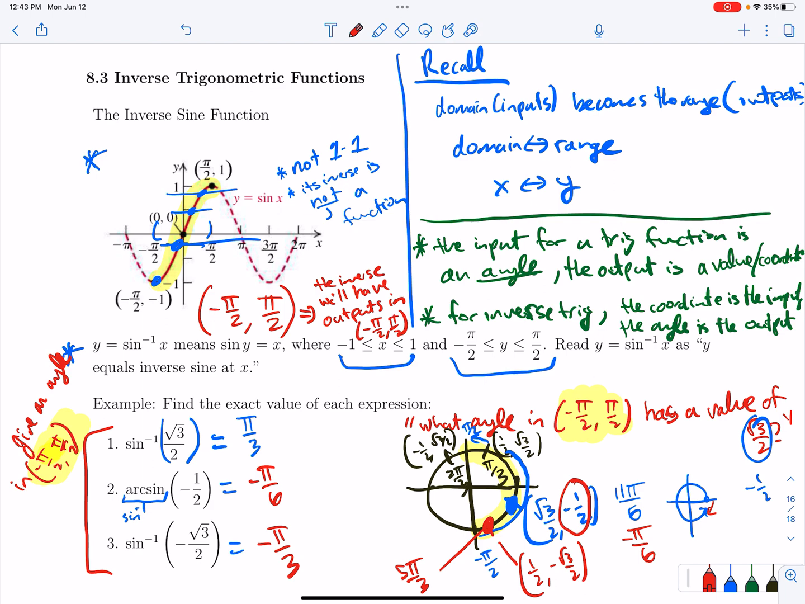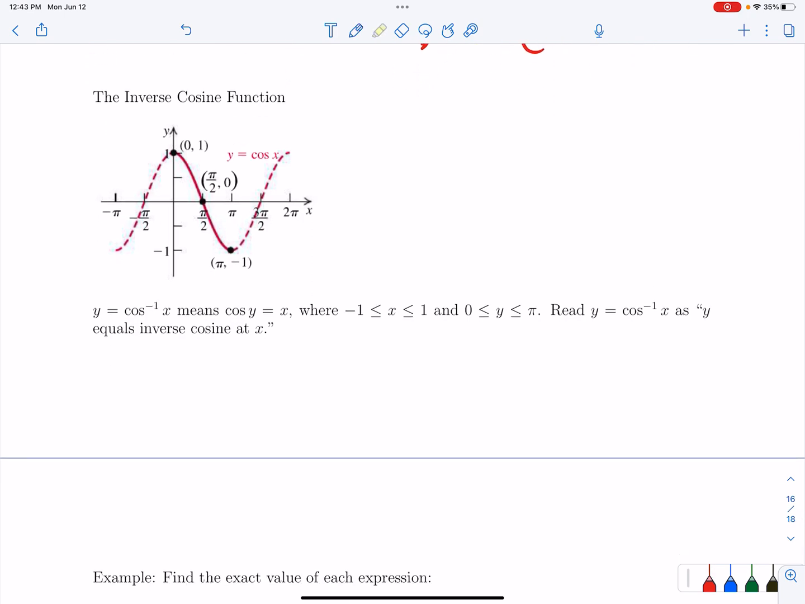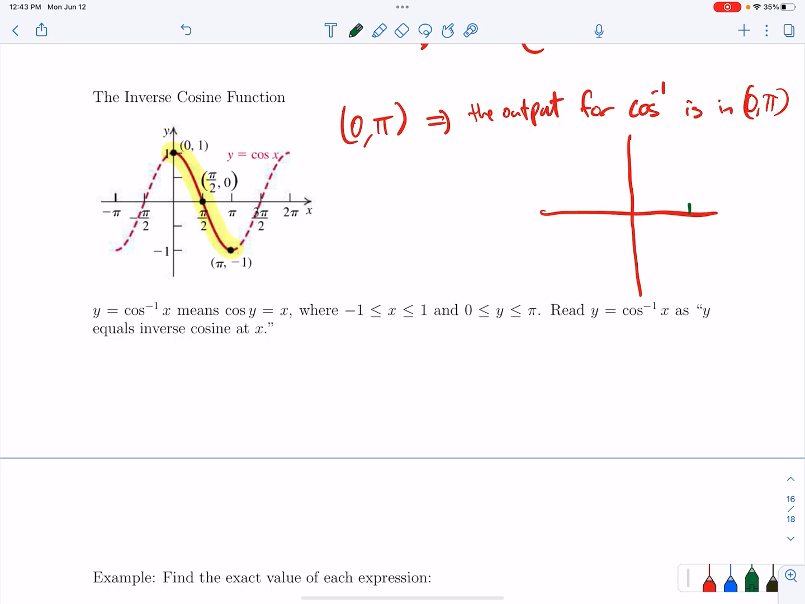But let's go through the inverse trig functions for cosine and tangent next. So cosine is quite similar. The main difference for cosine is that we restrict the domain between 0 and pi. So what that means is the output for cosine inverse is in 0 to pi. If you think of that on the unit circle, 0 to pi is just the top half. So all of our outputs for the inverse cosine questions are going to be angles between 0 and pi.